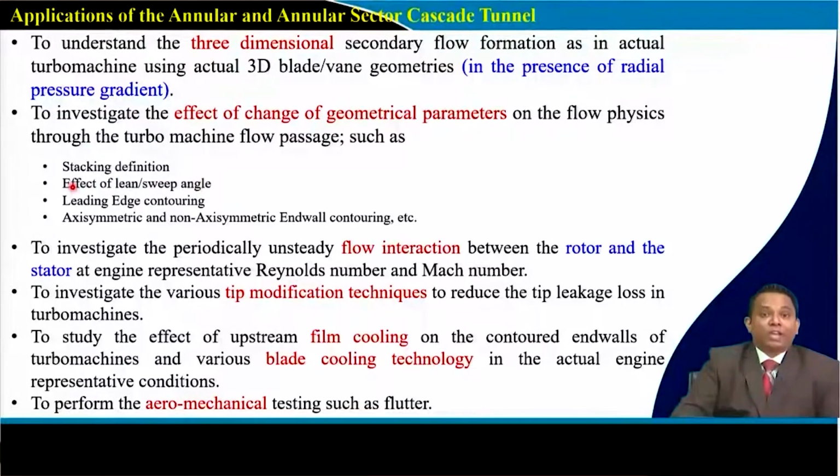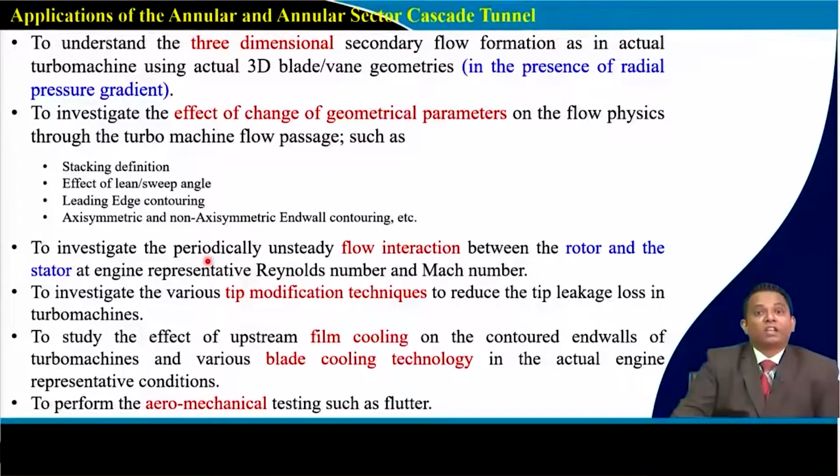We can study the stacking definition, the effect of lean and sweep. We will discuss all these things. Leading edge contouring, axisymmetric or non-axisymmetric end wall contouring. So where we are looking at flow three-dimensionality that we want to study experimentally, at that time we use an annular tunnel or sector annular cascade tunnel. We can investigate the flow interaction, the effect of the upcoming wake from the rotor to the stator.